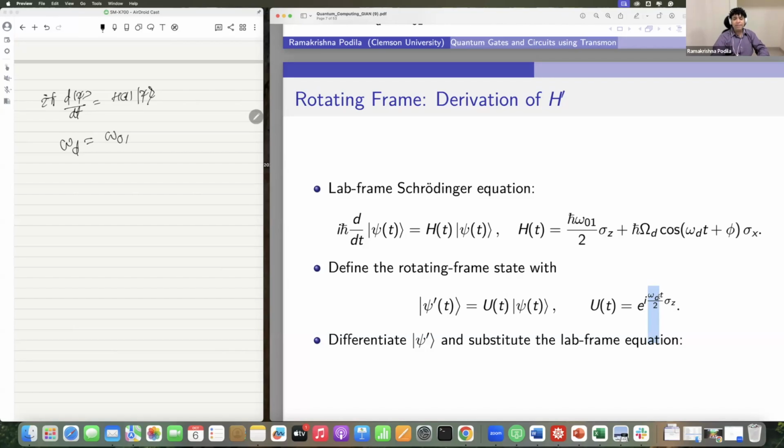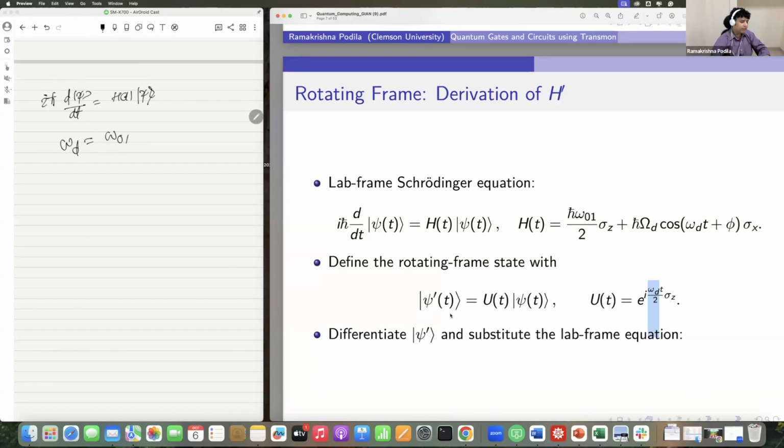So if I have a time independent Hamiltonian, right, that's how the unitary operator would evolve. So now we can differentiate this. I can differentiate psi prime is equal to U psi. So when I differentiate that, I get d psi prime by dt is equal to dU by dt psi plus U d psi by dt, right? But we know the value for d psi by dt from the Schrodinger wave equation, right?